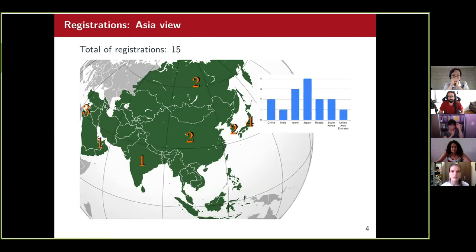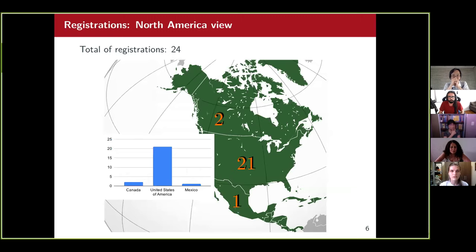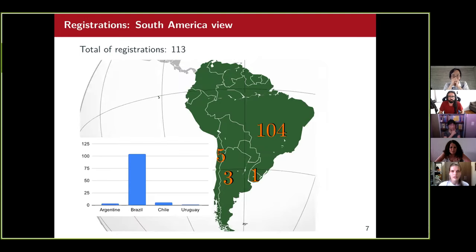Just to give you the numbers per continent. We had a total of 15 registrations in Asia, most of them from Japan. We have a total of 37 registrations in Europe, most of them from France and Germany. A total of 24 registrations in North America, most of them from the United States. And 13 registrations in South America, most of them here in Brazil.